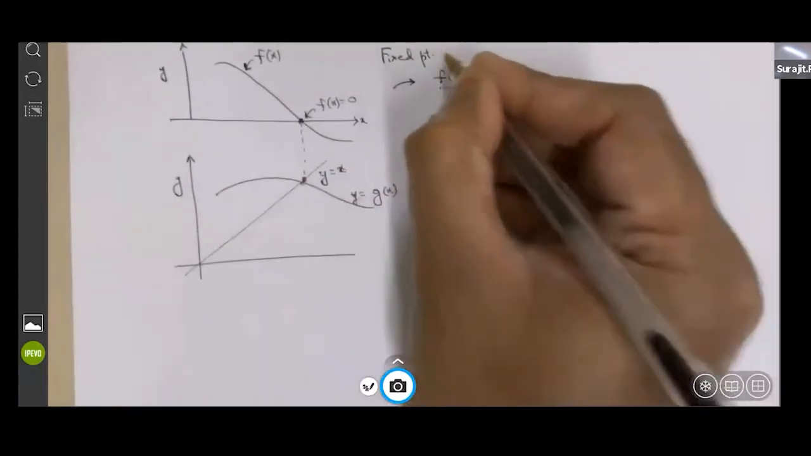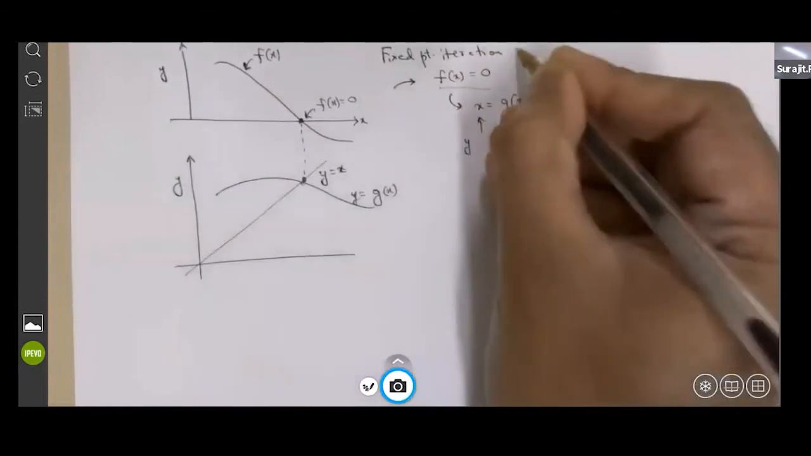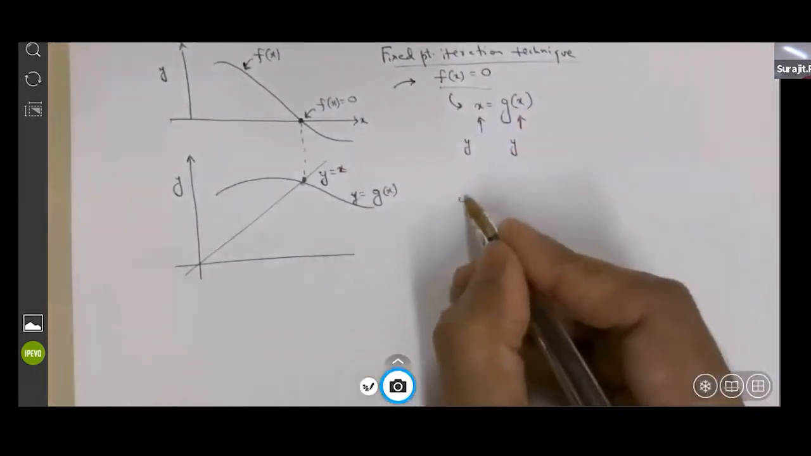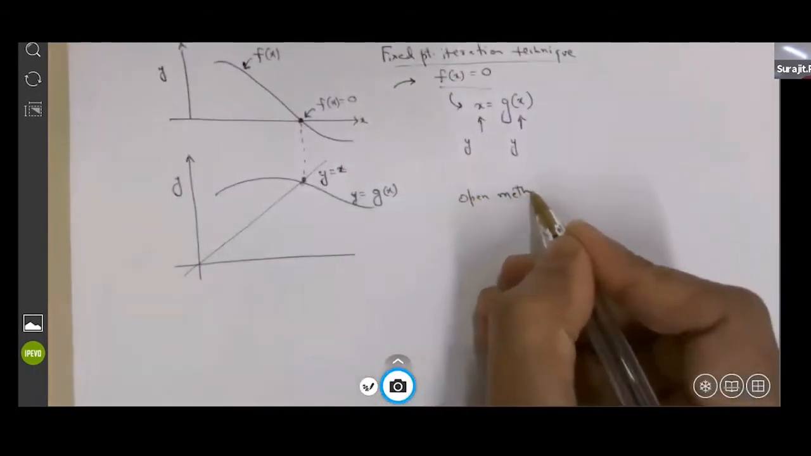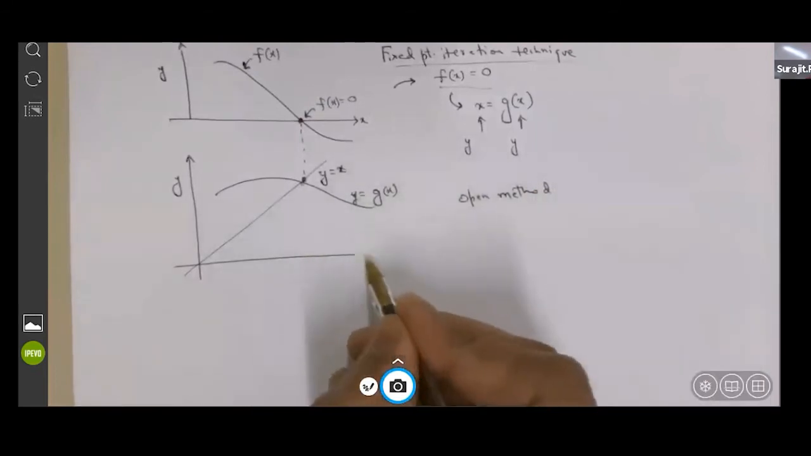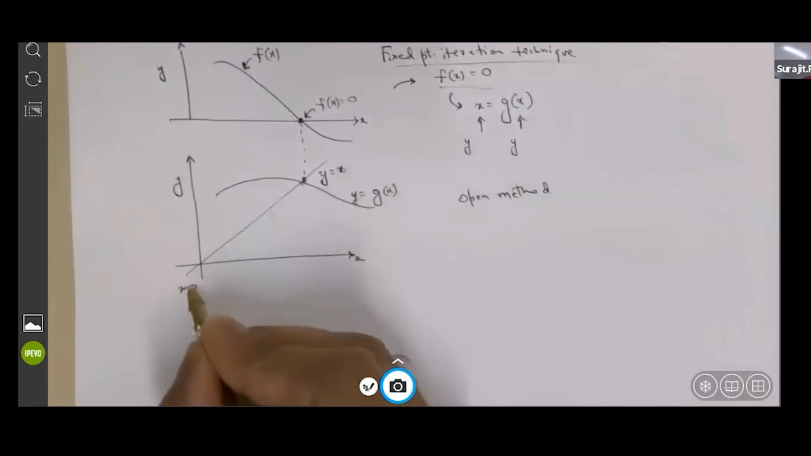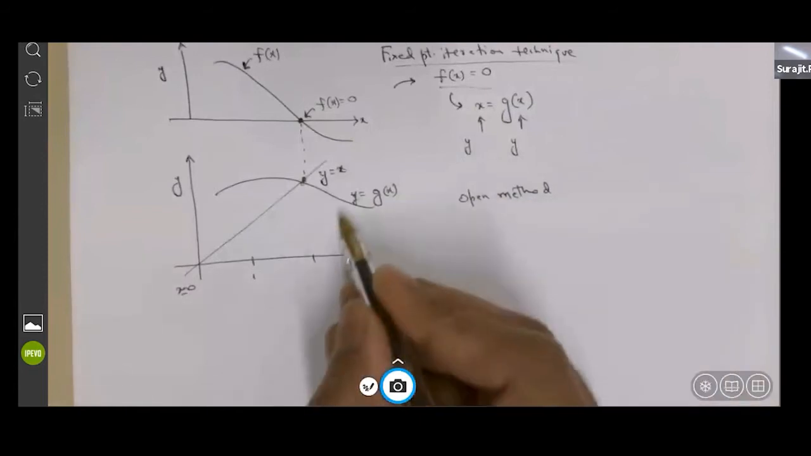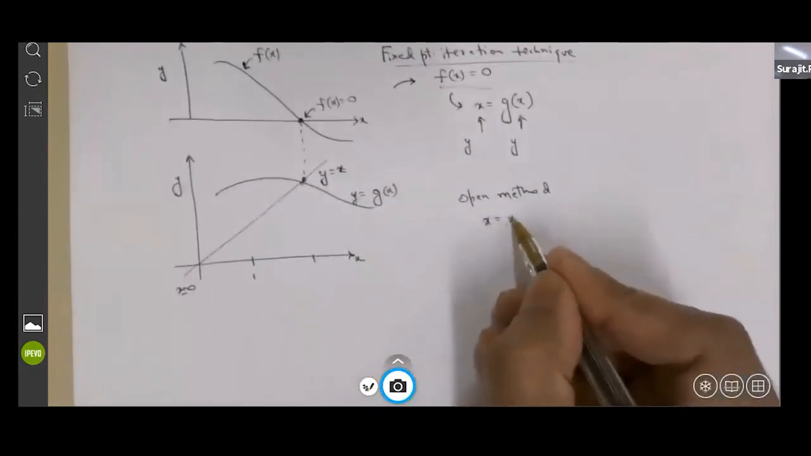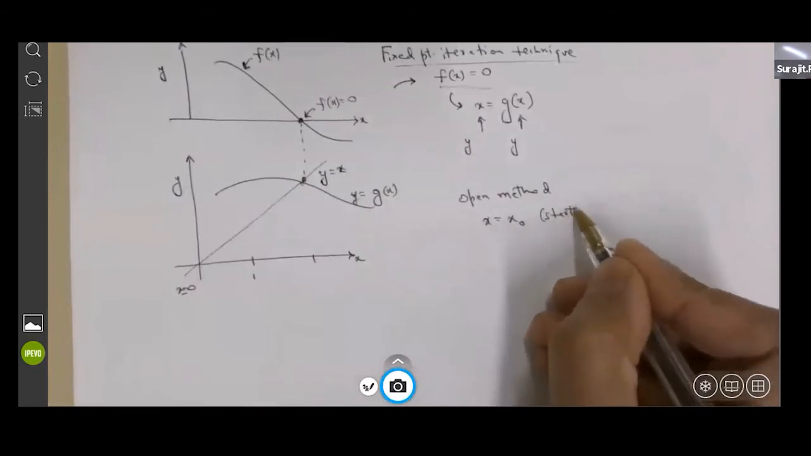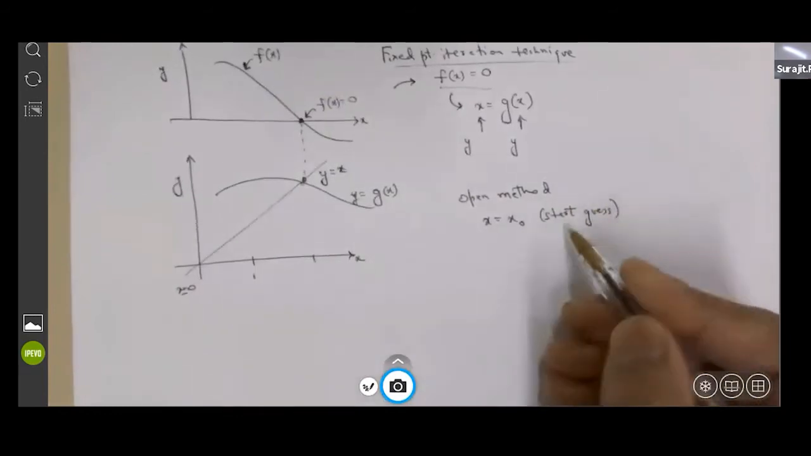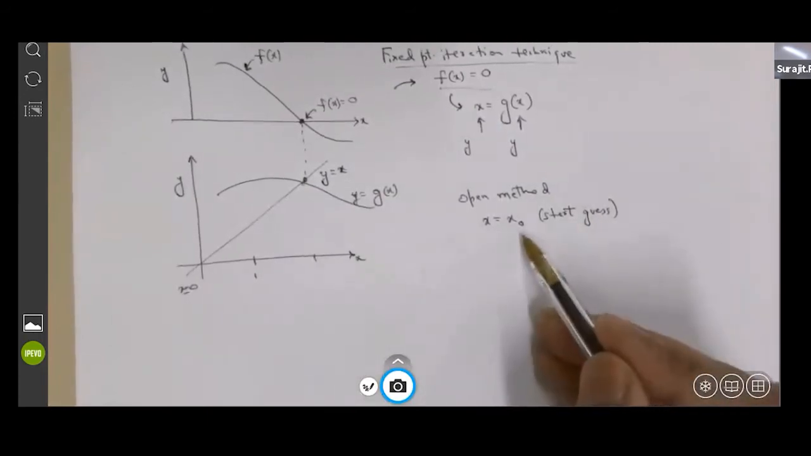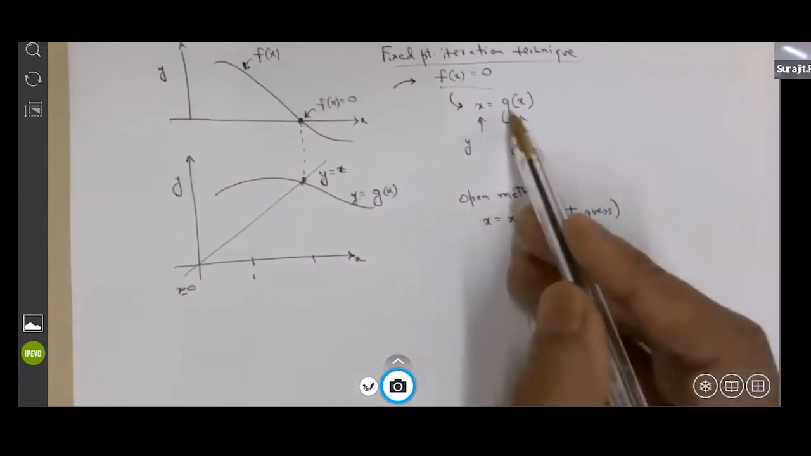Now, since we know this is an open method, we do not know where the root will lie, whether at x equals 0, or 1, or 2, or wherever. We do not know where this root lies. So we start with a specific value of x as a starting guess. The question arises: can any starting guess help me find the root of the function?